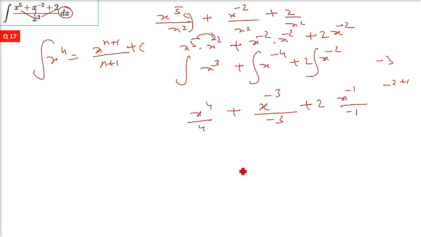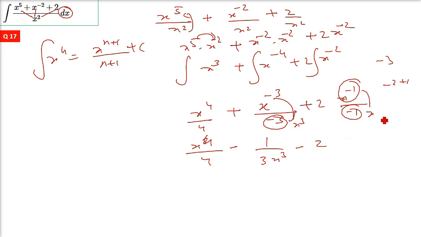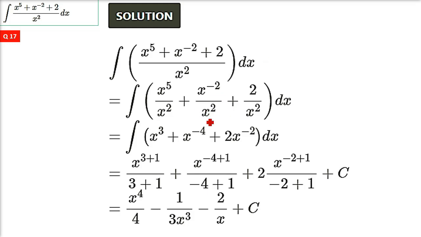So finally you are going to write what? x raised 4 by 4. This is minus 3, so x raised, this goes down. So 1 by 3x cube. This is minus, so minus will come. x raised minus 1, so this is in the denominator. So 2 by x it is. It is not 2 by 2, this is 2 by x. So the solution which I told you is right in front of you.